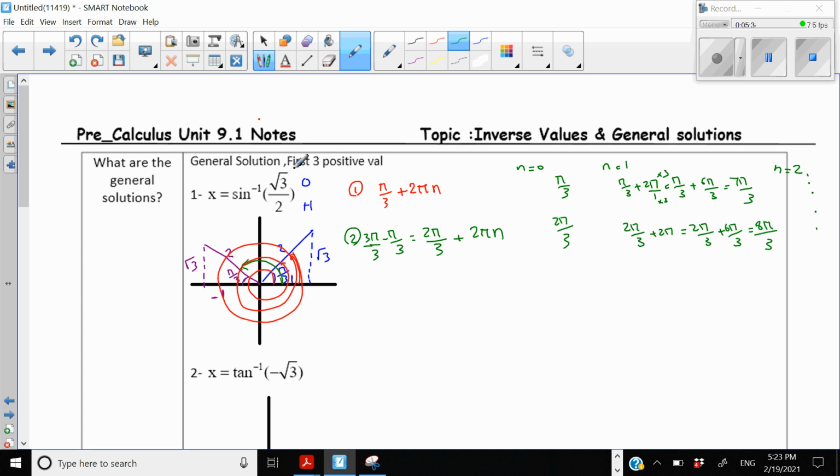Here it's asking to find the first 3 positive values, so they could be this one, and let's say this one, or even this one. So this is how you find the general solution and the first positive values.